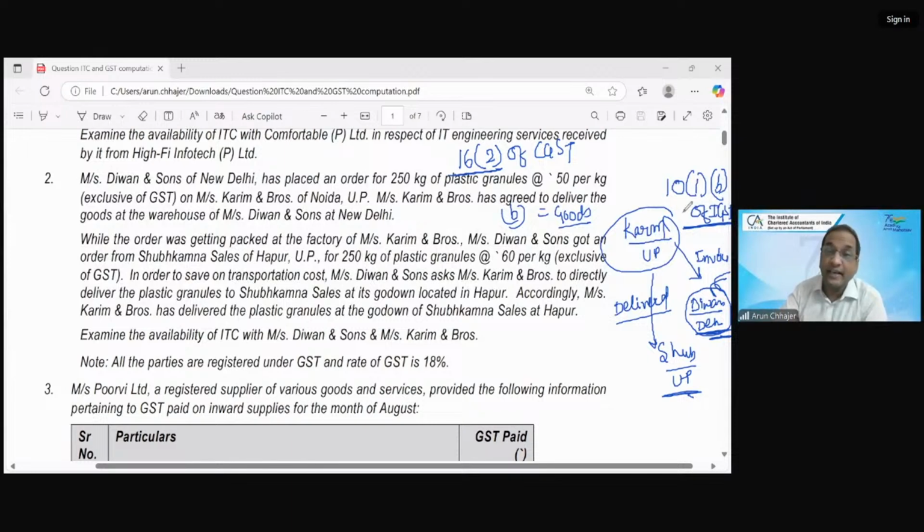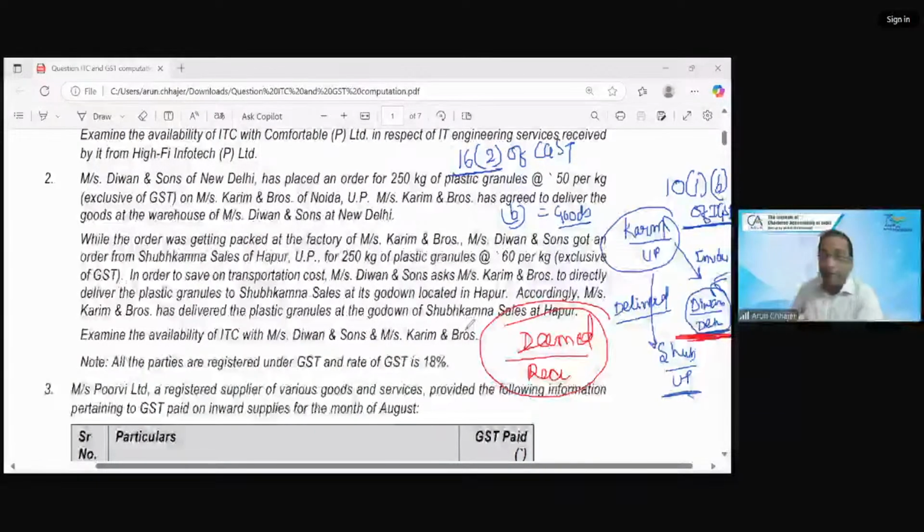Answer is यहां पे deemed receipt का concept आएगा. It will be deemed that this party has received the goods. It will be deemed that Messrs. Diwan has received the goods under the bill to ship to model. The billing party would be construed as having deemed receipt of the goods or services. Tell me one thing, where it is written.